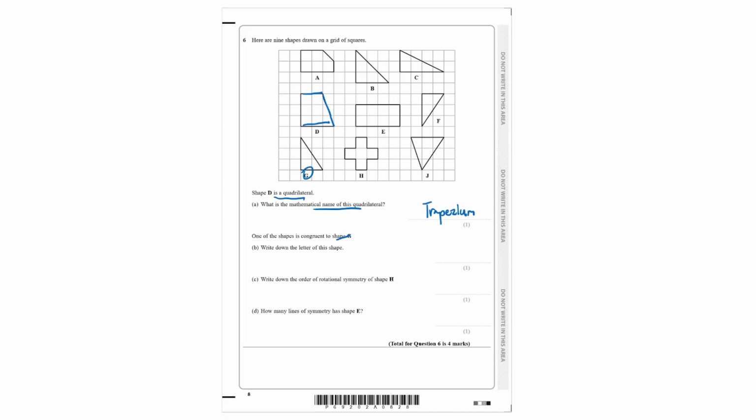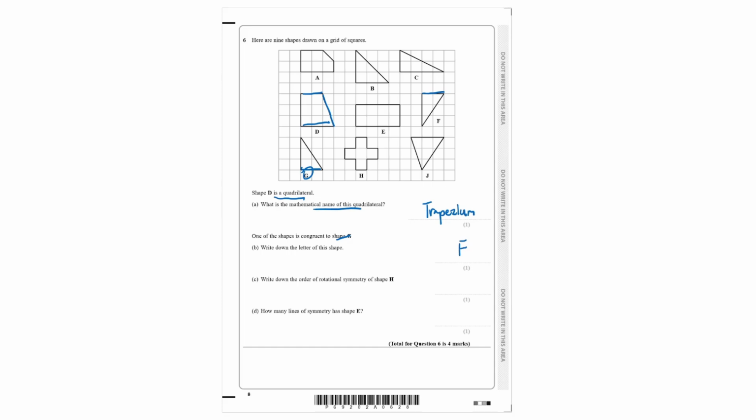One of the shapes is congruent to shape G, so this one. Write down the letter of this shape. So we can see that all the other shapes, only one looks like G but is simply rotated. Note how the base is 2 for G and the base for F is also 2. So we can simply write here that F is congruent to G.